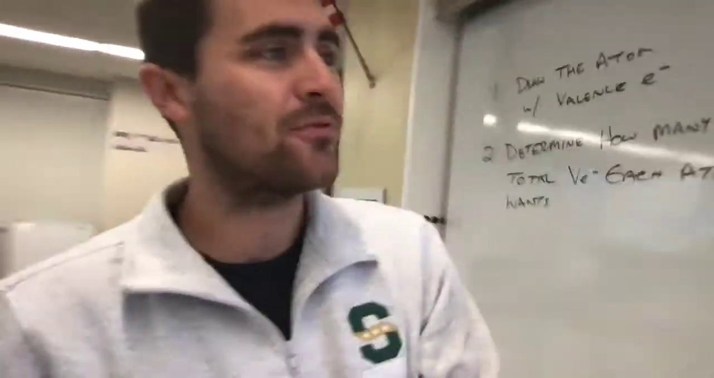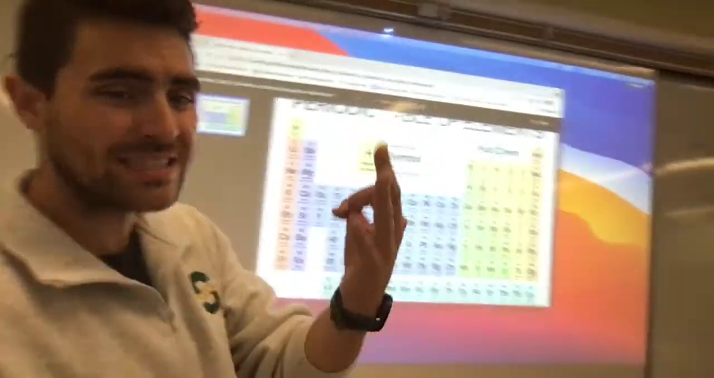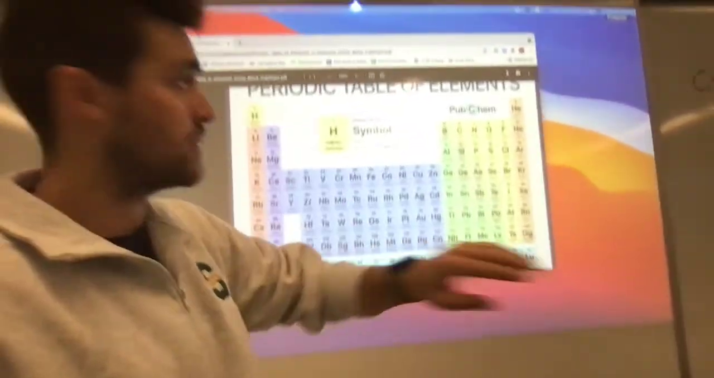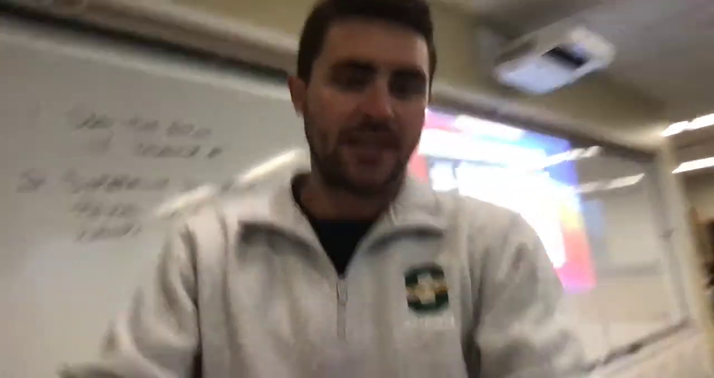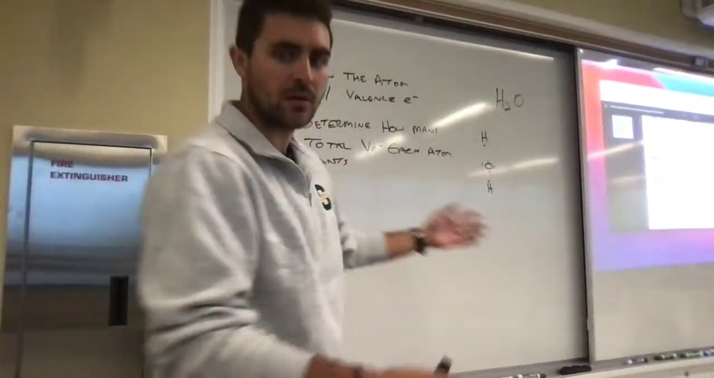Everyone wants 8. Every element on the table wants 8. The 3 exceptions are hydrogen only wants 2. Helium only wants 2, and boron the moron only counts to 6. It only wants 6 total valence electrons. Everybody else wants 8. So let's see who we have here. Do we have exceptions in our model here?